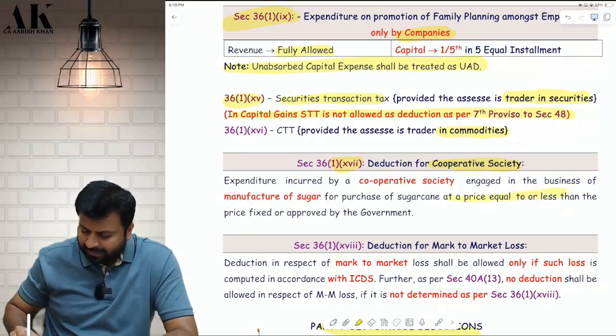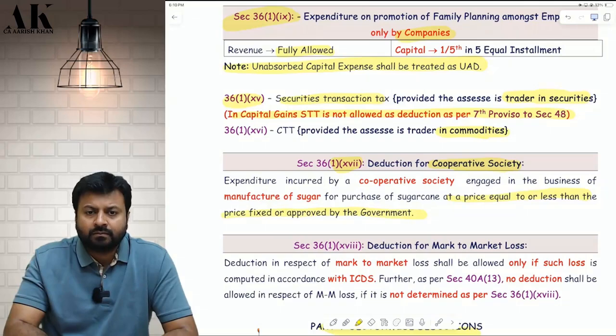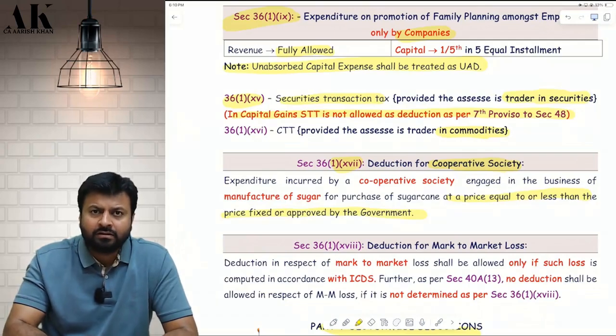You should buy at a price equal to or less than the price fixed or approved by the government. So, if the government is fixing the price at say 1000 rupees per kg, you should buy at 1000 or lower than that, not more than that. You cannot buy at 1200 or 1500. Then it will not be allowed as a deduction. Is it clear to all of you?